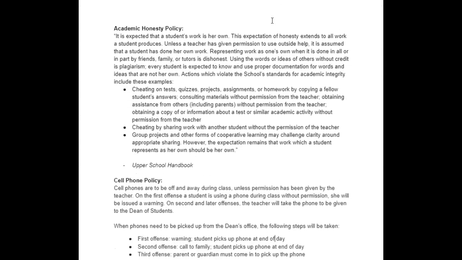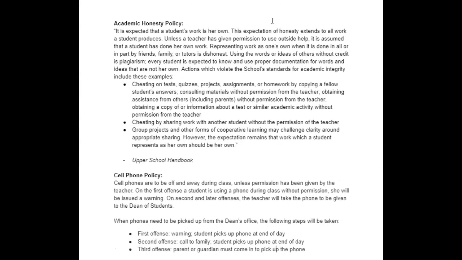Academic honesty. I mean, this is what's in the handbook. In the end, don't cheat, right? This is what we're here for. I think one of the places where there could be a sticking point, and I want to give some guidance on this, is what is the difference between cheating and collaborating?